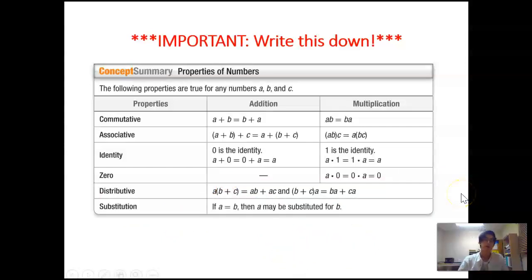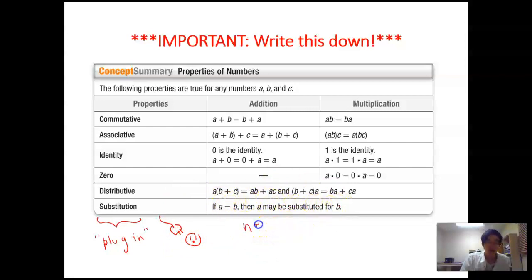Alright, and last but not least, substitution. We're going to use it a lot in algebra. This is about plugging it in. So you've got your little socket. You're just going to find the little thing to plug in the wall. Outlet, that was it. So if A equals B, then A may be substituted for B.